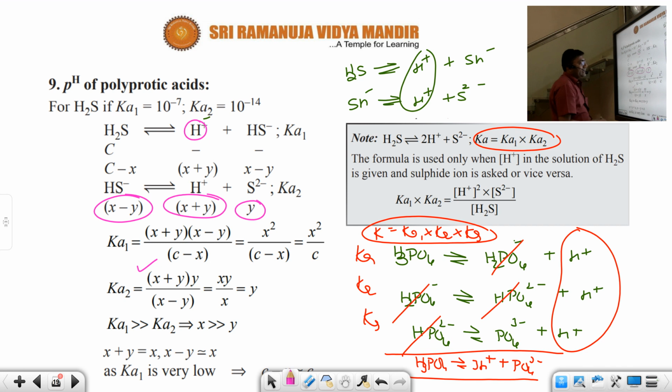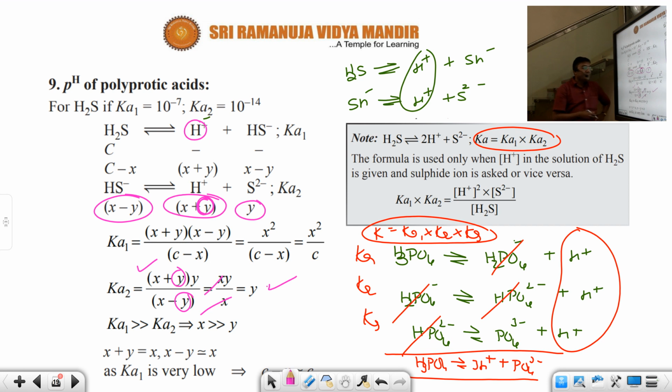Now in this case, X plus Y, here something is added, so this can be neglected. Why? Because the dissociation is less. That's why XY by X, this Y is neglected. This X gets cancelled, you get Y. So Ka2 is equal to Y.